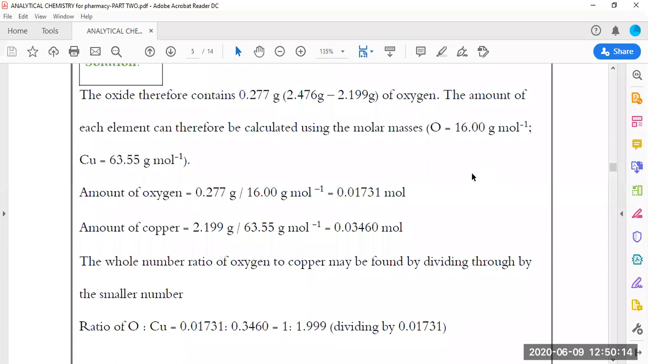So the amount of oxygen, we're taking the mass, which is 0.277 gram, divided by the molar mass of oxygen, which is 16.00 gram per mole. So we get 0.01731 mole. That's how many moles of oxygen in the compound. And in a similar way for copper, you take the mass, which is 2.199 gram in this question, divided by 63.55 gram per mole, the molar mass for copper. And we get 0.03460 mole. That's the number of mole of copper. So by now, we know how many mole of oxygen and how many mole of copper in this oxide.